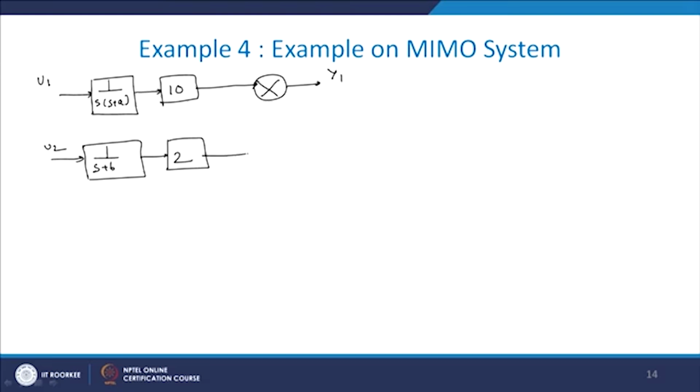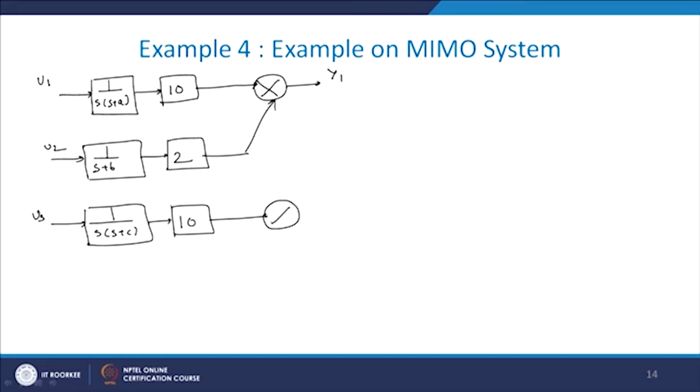Now it is connected here. Now this u2 is connected to y1. Then we will take another input, say u3, and here the transformation block is 1 upon s, s plus c, and here a gain of 10, and it is going to this summing block.